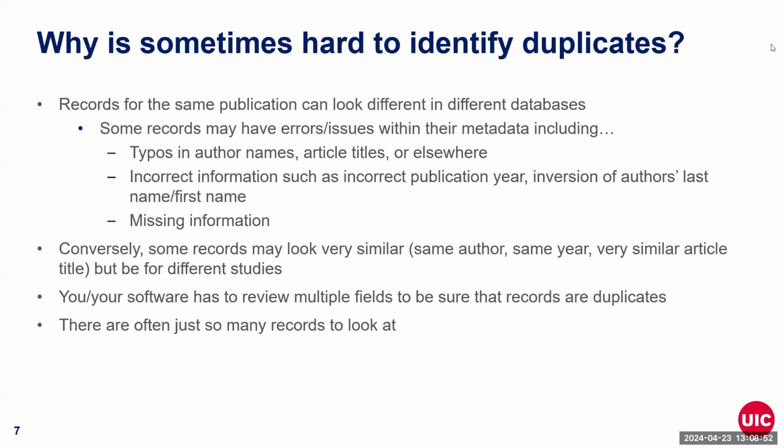You, or the software or any tool that you use, has to review multiple fields to make sure that records are duplicates. You, of course, can't just look at the author field or the publication year or the article title. You're having to look at a combination of those. And it's easy to get a little cross-eyed when you're trying to cross-check all of that information and lose track, which also relates to the last point. There are often just so many records to look at. It can be easy to accidentally skim over something and not realize that it should indeed be a duplicate.